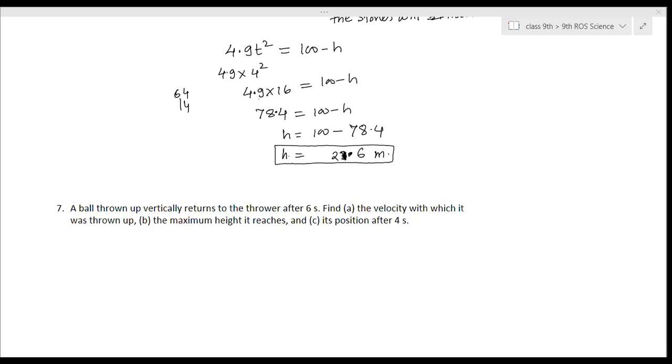Ma'am, whenever they don't give us the value of g, we have to just take it as minus 9.8 or 9.8? Yes, 9.8, unless they give it as 10 or something. Ma'am, here g is negative. Yes, it is moving upward. And final velocity is 0, right? Yes.